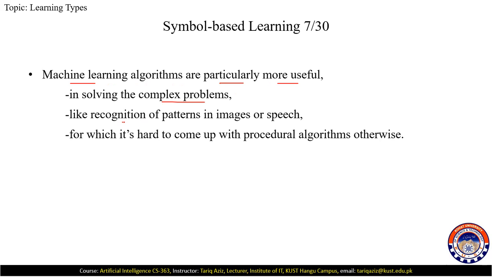For example, the recognition of patterns in images or speech, for which it's hard to come up with a procedural algorithm otherwise. So if you want our machine to recognize images, or to recognize the speech of a person, then for these problems we cannot have procedural algorithms. So these are not well defined problems, or we can say these are ill structured problems.